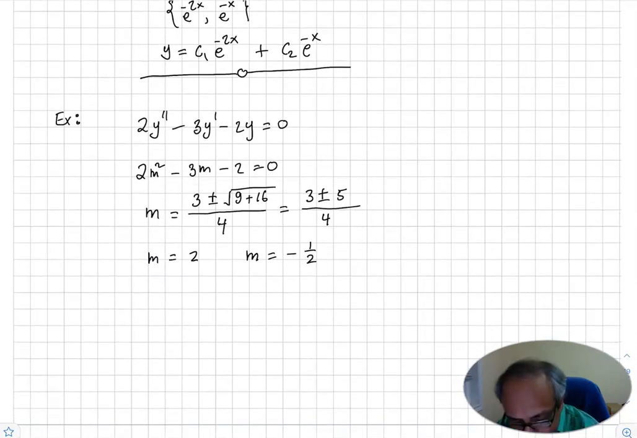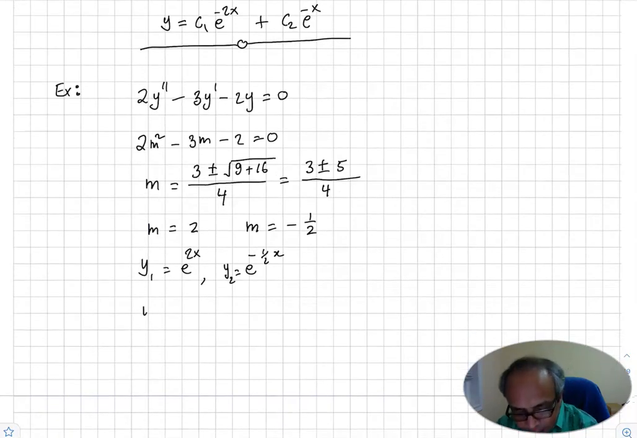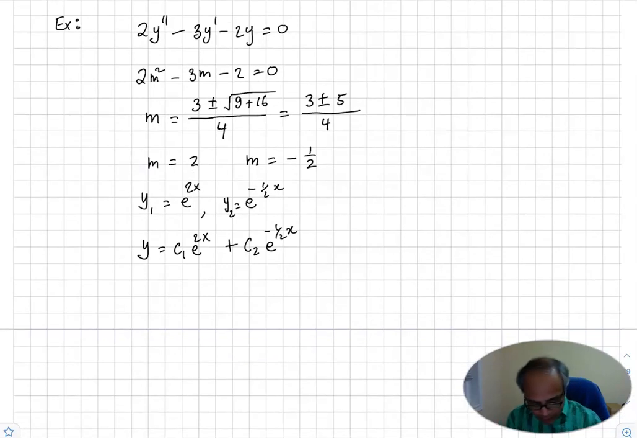Okay. So then your fundamental set of solutions is going to be e to the power 2x and e to the power minus half x. And the general solution is c1 e to the power 2x plus c2 e to the power minus half x. So hopefully it is clear.